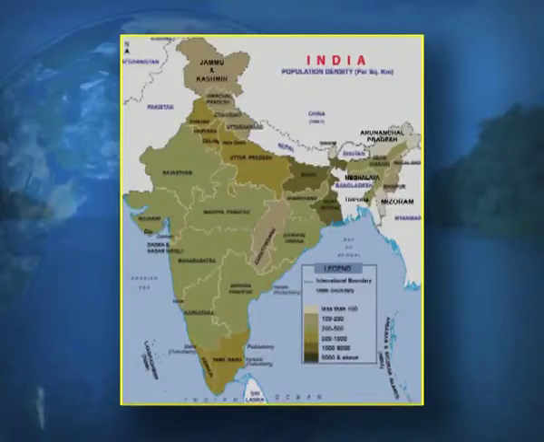The other states you can also view: Jammu and Kashmir and a few northeastern states, for example, Arunachal Pradesh, Mizoram, Tripura, Meghalaya, where the density is low. We will be taking up the factors responsible for the uneven distribution of density in the country.